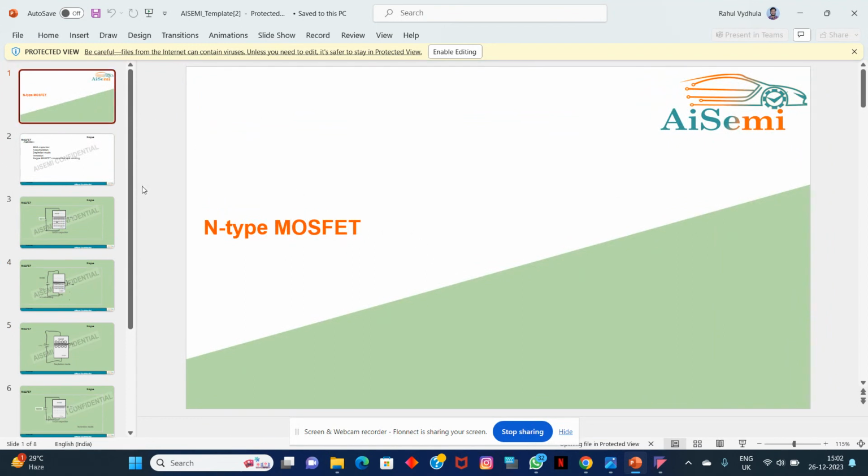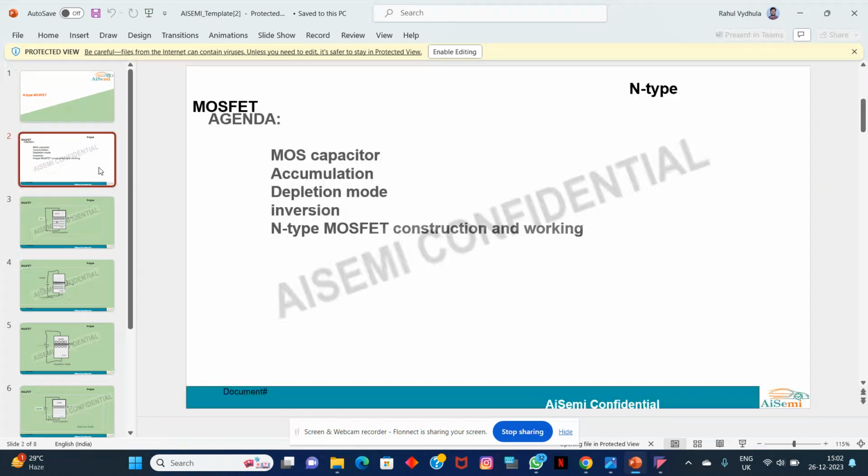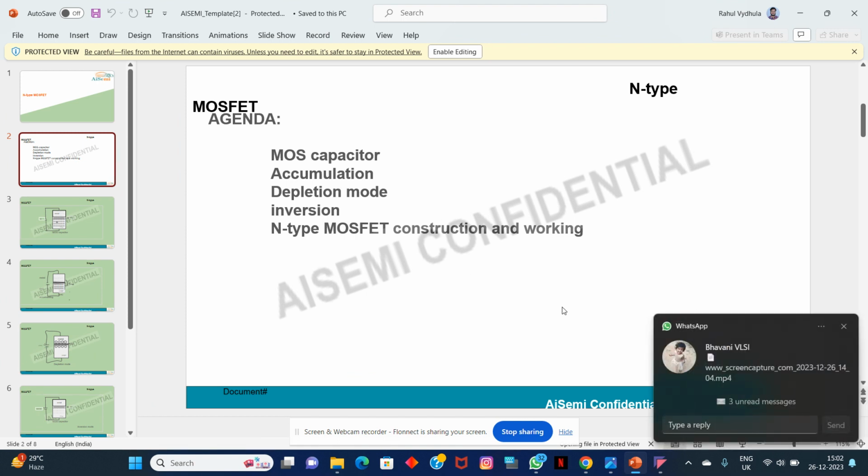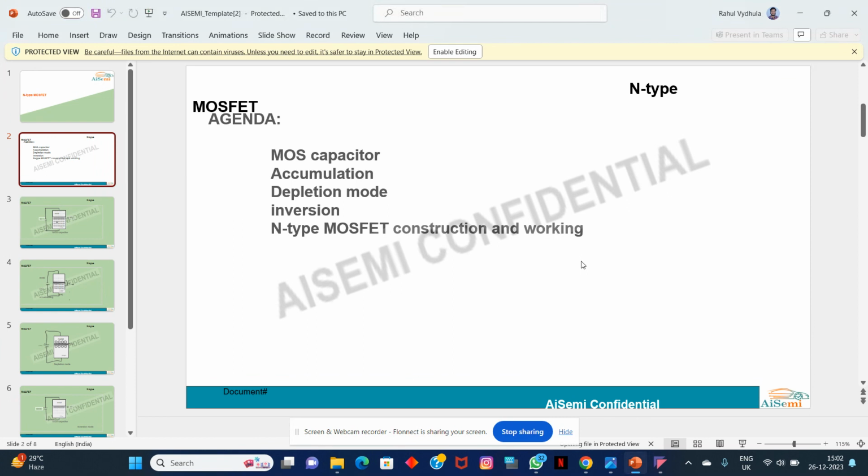Hi, now we are going to discuss the N-type MOSFET. In the N-type MOSFET, we have the agenda of MOS capacitor, accumulation, depletion mode, inversion, N-type MOSFET construction and working. We'll discuss one by one in each slide.